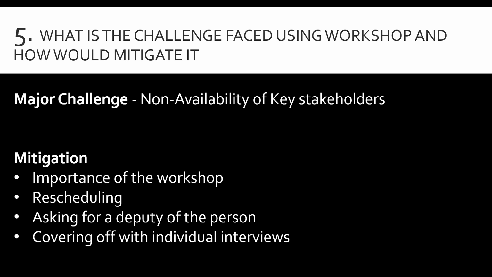Number 1. Explaining the importance of the workshop and how it will help to shape the system which they are trying to build. Number 2. Rescheduling to a suitable time so that everyone can attend. Number 3. In case a key person is not available, then asking them to send their deputy or a representative from their team. If still we are unable to get everyone together, then covering off with the key stakeholders' individual interview is an option, which we will cover in the next slide.